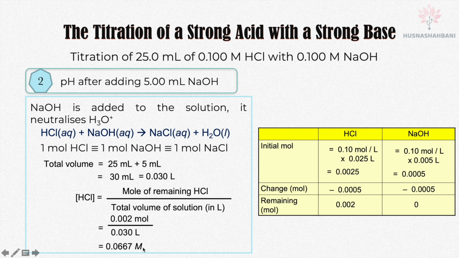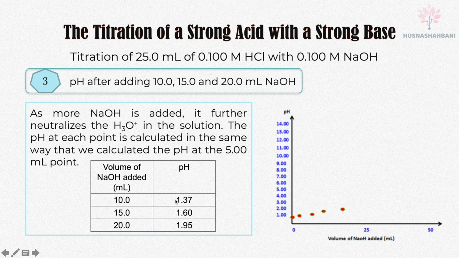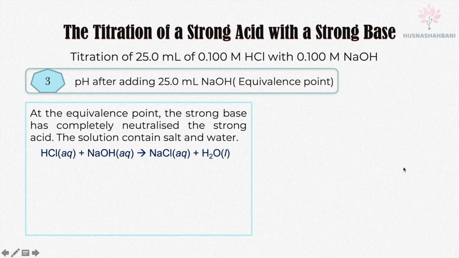Take the total volume and calculate the new concentration, and for the new concentration substitute into the H3O+ concentration and you'll get different pHs, and then you can plot for 10, 15 and 20. And then you add more, 25 ml NaOH, at the equivalence point.